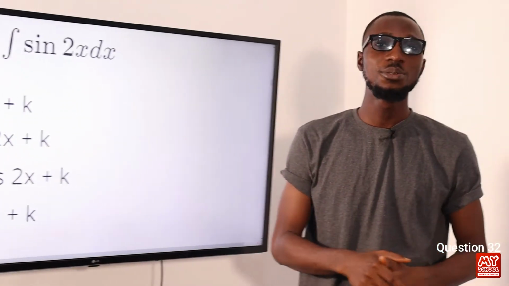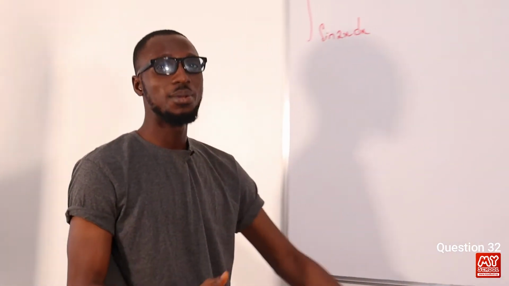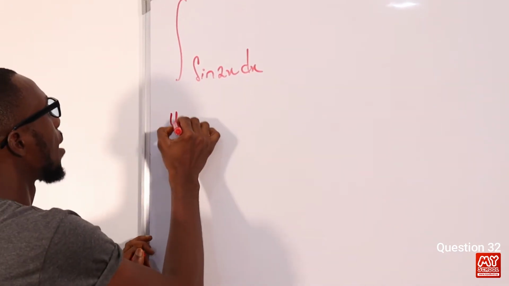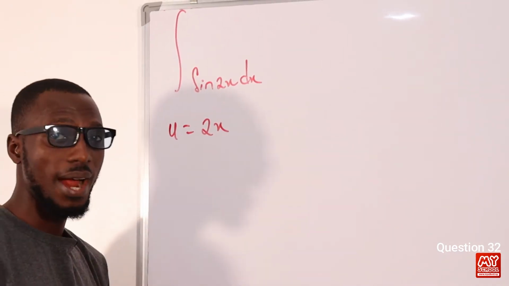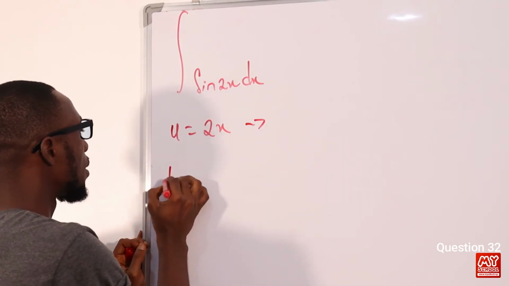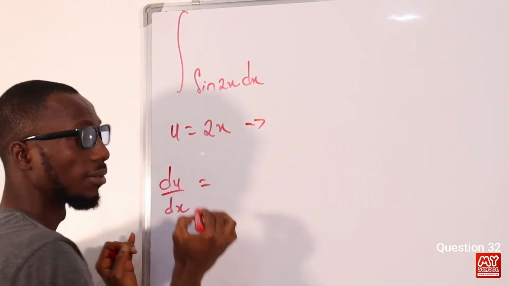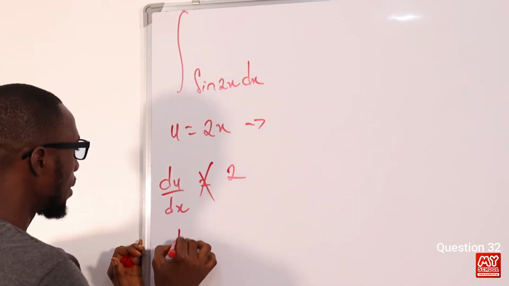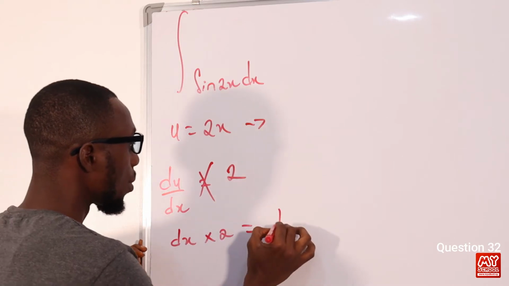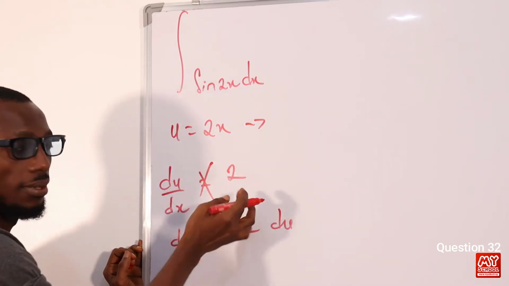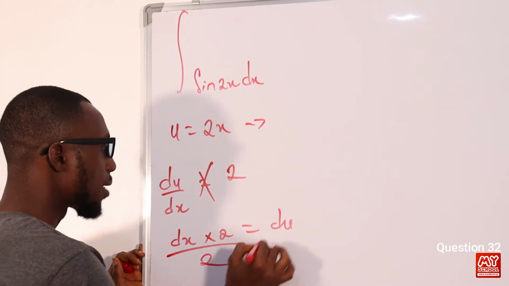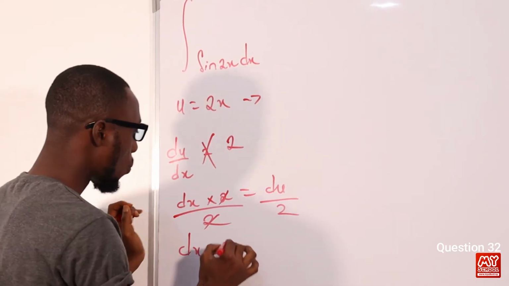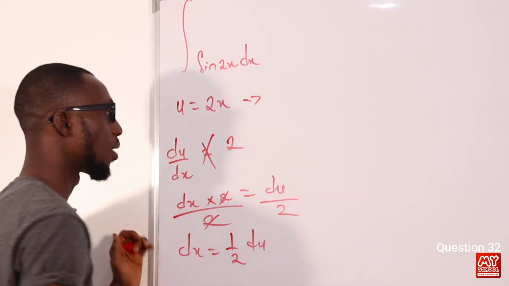All we need to do is go to our whiteboard and provide the solution to this question. Remember, this 2x represents our u. When we differentiate this, du dx from the chain rule will be 2. That implies dx times 2 equals du. Dividing both sides by 2, dx equals du over 2, or 1 over 2 of du, whichever we want to use.